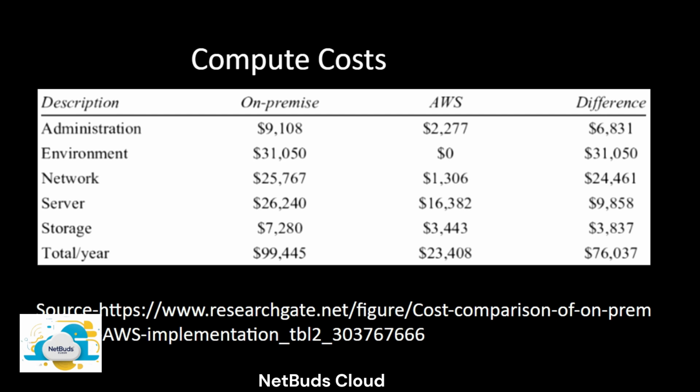Here we have a table which compares compute cost if you run some compute service on premise versus on AWS EC2. There are various categories of cost. You can see administration, environment, network, storage, and server. For each category, you can see a comparison of cost. So the typical total cost, if you run compute on premise, comes around 99,400 USD. The same thing if you run on AWS is much lower, that is 23,000 USD. So you can see the difference. You can save a lot of cost.